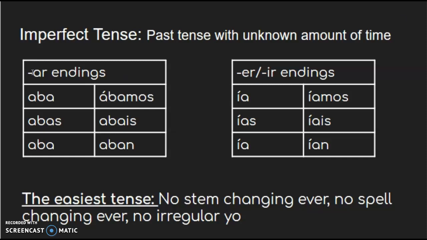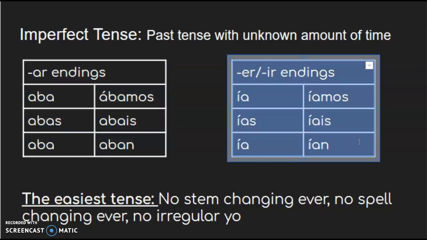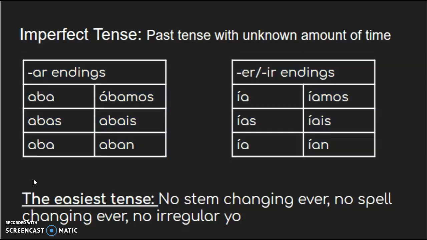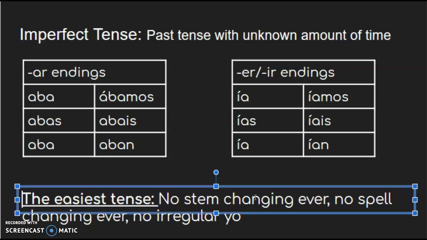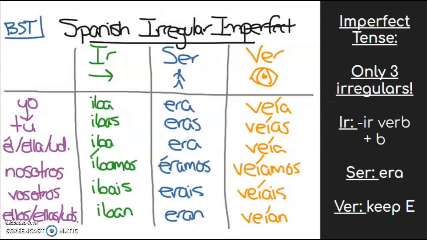The imperfect tense's endings are right here. So for AR, please copy those down, and ER and IR, copy those down. Basically, other than the present indicative tense, every Spanish verb tense has the same endings for ER and IR verbs. This is going to be the easiest tense we learn because there's going to be no stem changing ever, no spell changing, and there's no irregular yo. In fact, there are only 3 irregular verbs, and they are right here.